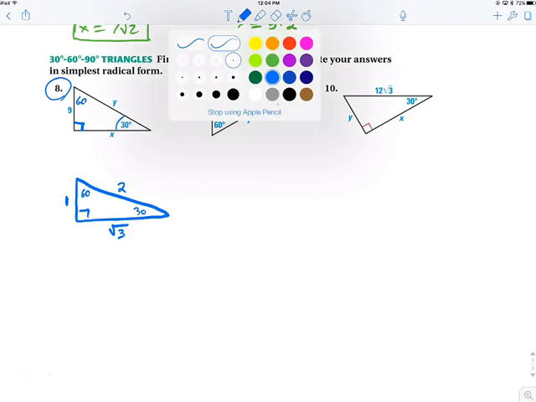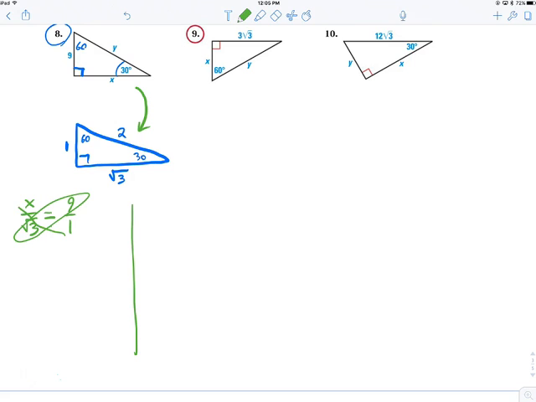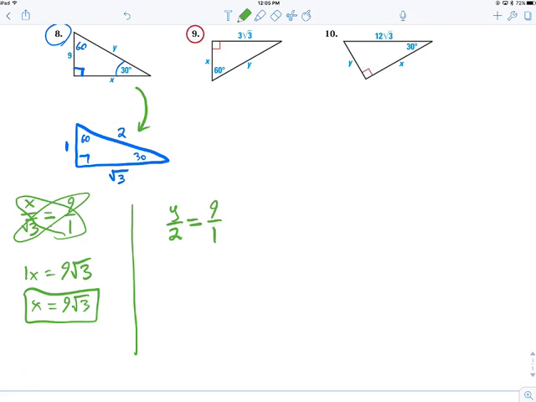We're doing number 8. So I'm going to do two separate things. I'm going to solve for x first and then y. So over here, I'm going to say x is to root 3, going from the top triangle to the bottom, as 9 is to 1. So cross multiplying, I get 1x equals 9 root 3, or x equals 9 root 3. Okay. Now let's try and solve for y. So we get y is to 2 as 9 is to 1. So we get 1 times y, which is just y, equals 18.